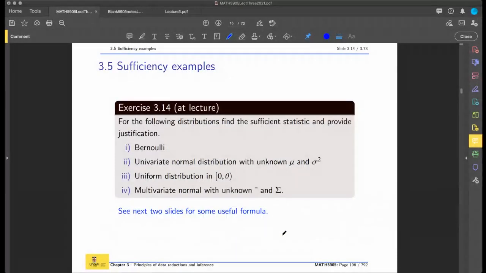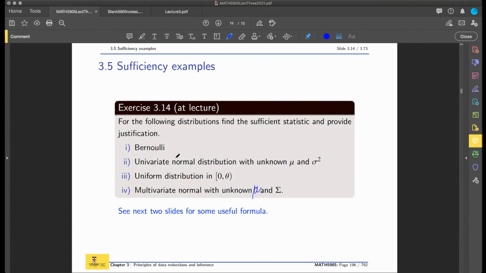All right, let's do some examples of finding sufficient statistics. Let's actually apply the theorem that we just proved. Here are 4 common distributions: the Bernoulli, normal, uniform, and multivariate normal. That should be a mean mu. I'll fix that up. We're asked to find the sufficient statistic and provide justification why that is the sufficient statistic. And there's a few slides after this that are going to help us solve some of the problems.